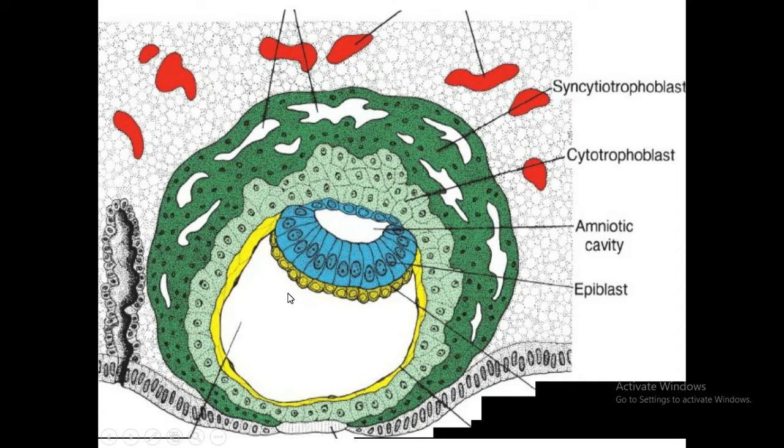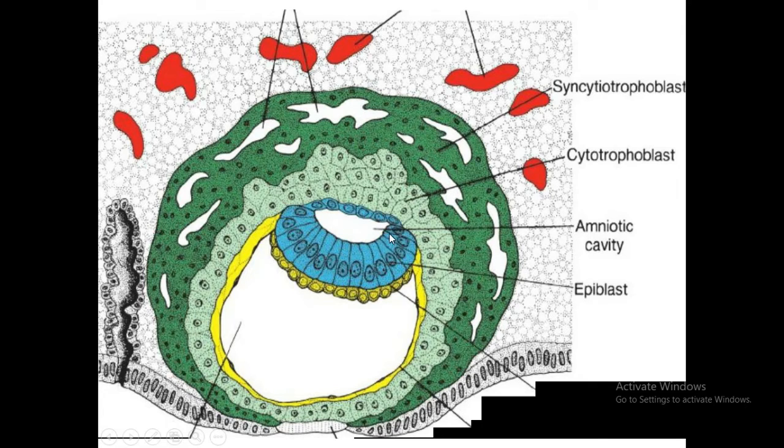What happens during the 9th day? First of all, in the syncytial layer, some vacuoles appear, and these vacuoles gradually fuse with each other and form lacunae. These white spaces are known as lacunae, and the trophoblastic stage at this point is known as the lacunar stage.